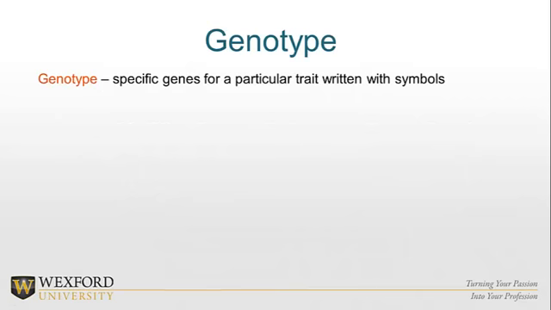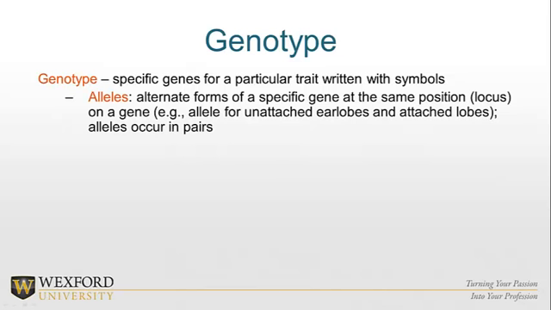Genotype, genes for a particular trait written with symbols. Once again, we saw that alleles are the alternative forms of a specific gene at the same position on the DNA. Now we get a little more specific. The position of those genes is called a locus. For example, the alleles for unattached earlobes and attached earlobes are going to be on that same spot on the DNA, right?